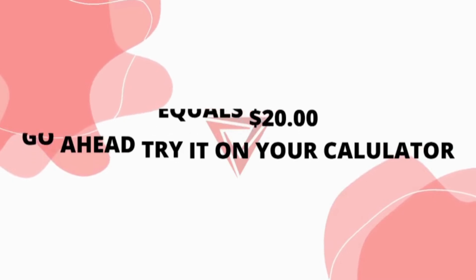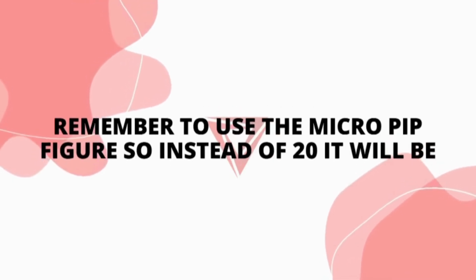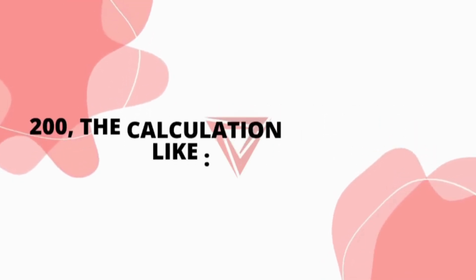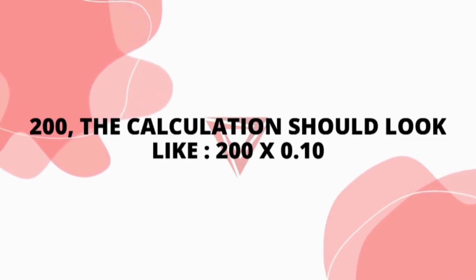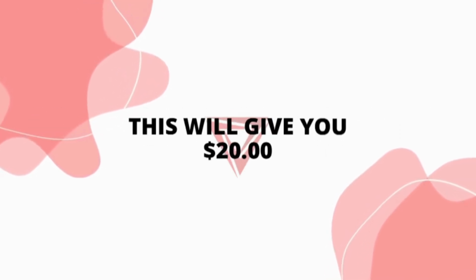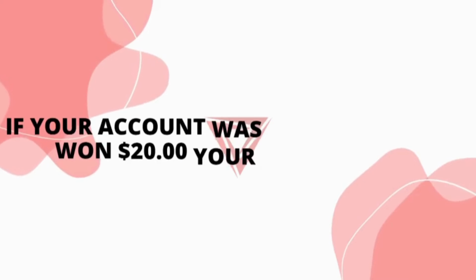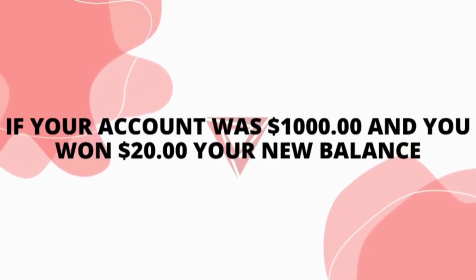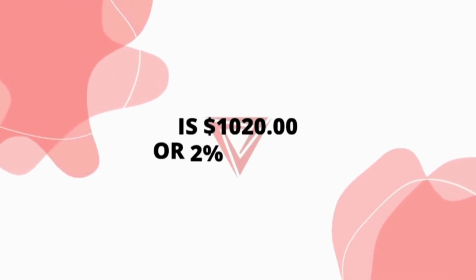Go ahead, try it on your calculator. Remember to use the micro pip figure, so instead of 20, it will be 200. The calculation should look like 200 by 0.10. This will give you $20. If your account was $1,000 and you won $20, your new balance will be $1,020 or 2% return.